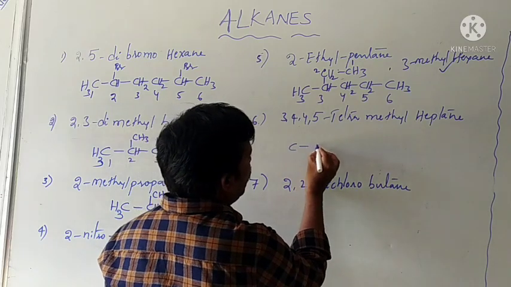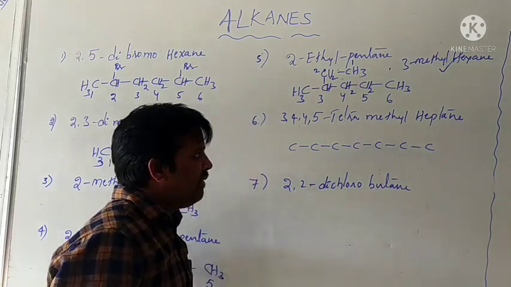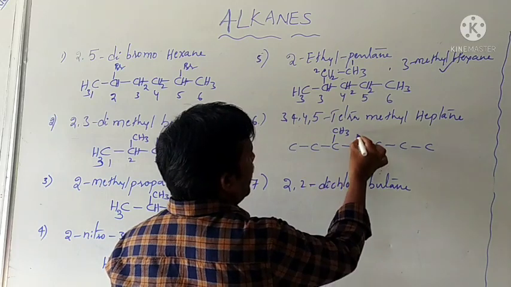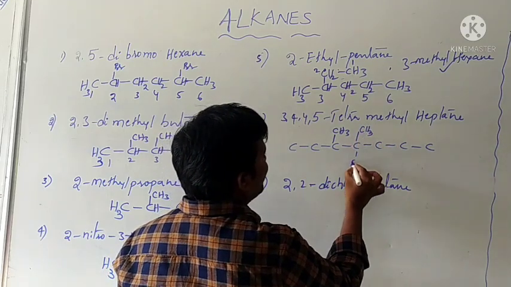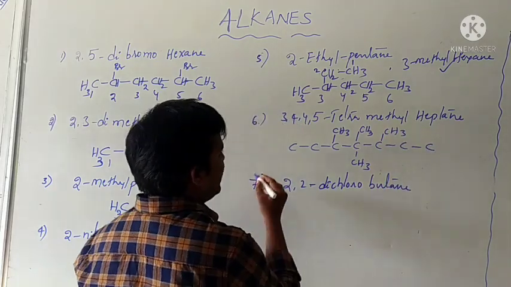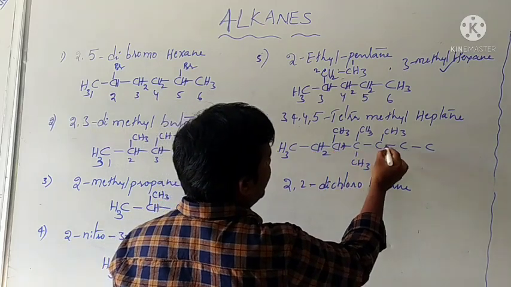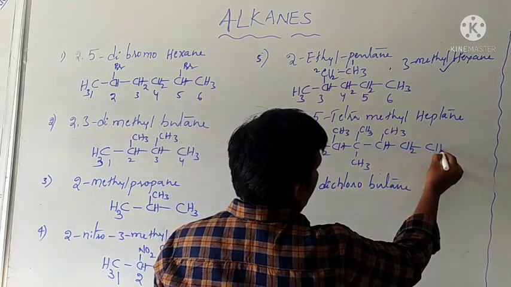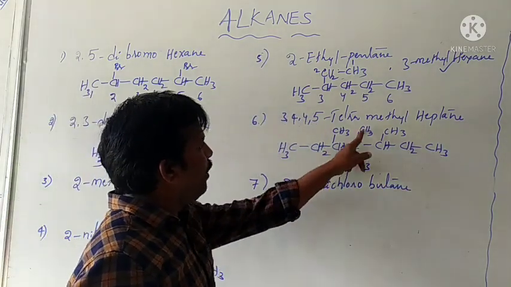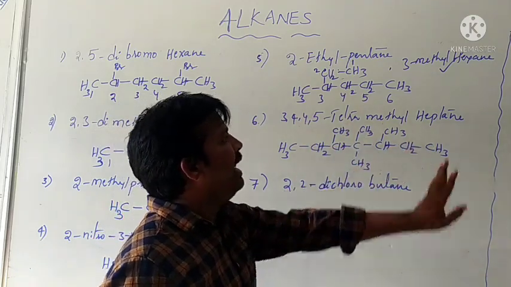Heptane indicates the total number of carbons, that is, 7 carbons are present. Therefore, at the third position, 1 methyl group; at the fourth position, 2 methyl groups; and at the fifth position, 1 methyl group is present. The remaining carbon valence is filled with hydrogens, like this, CH2 and CH3. Okay, 3-methyl, 4,4-dimethyl and 5-methyl: tetramethyl heptane.